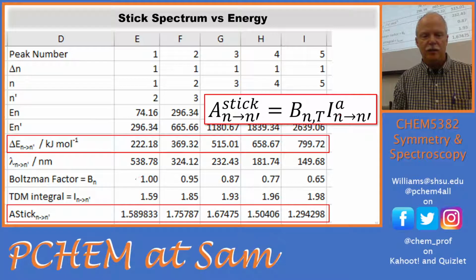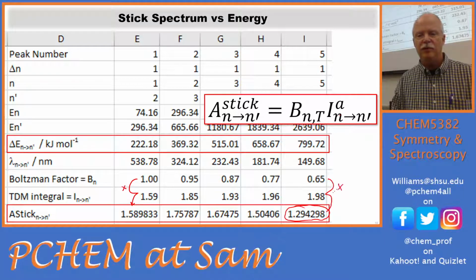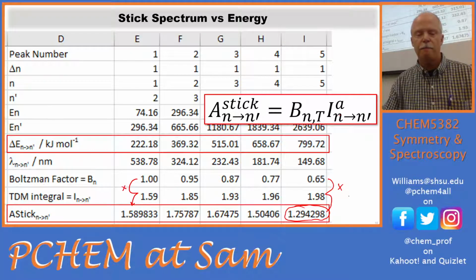So this times this gives this. And so notice that the transition dipole moment integral goes up with n. So here it's 1.98, whereas in the ground state it's 1.57, but it's actually smaller in terms of its predicted intensity, because the Boltzmann factor times the transition moment integral gives us our predicted intensity.